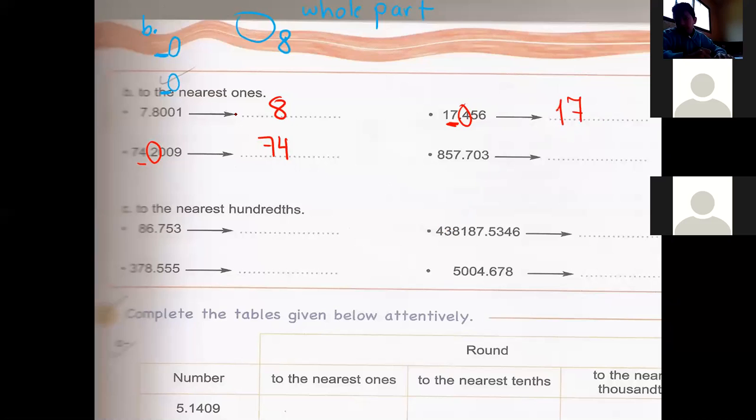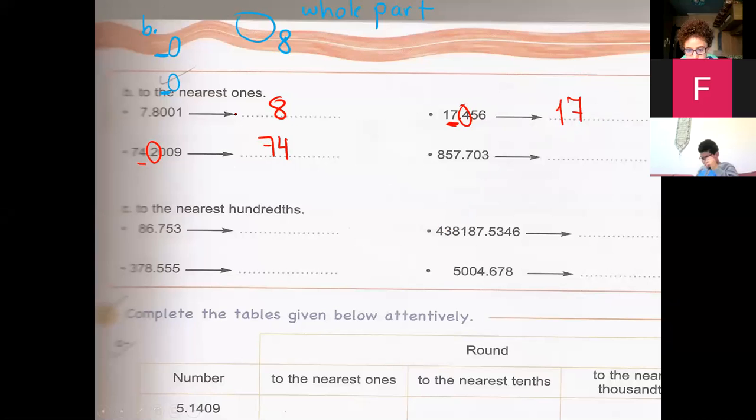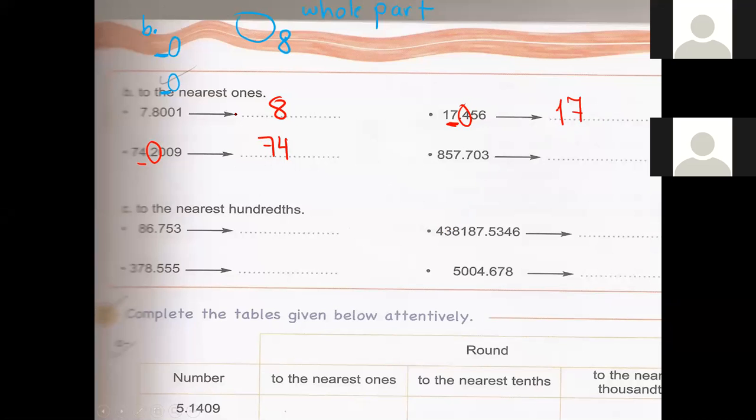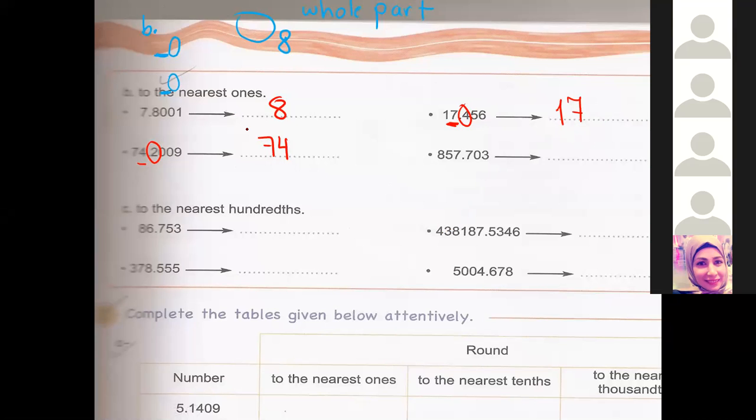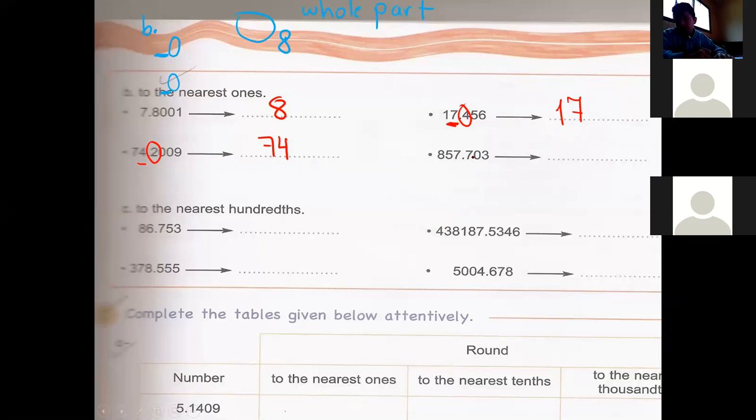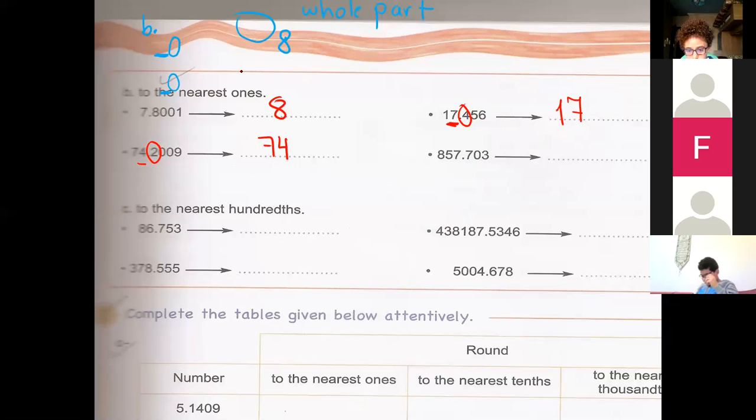Okay. Ali Salami. Yalla ya Ali. 857.703. Which digit is the ones? Seven. Then we circle which digit? There is no 8 here. We circle the next digit to the right side.